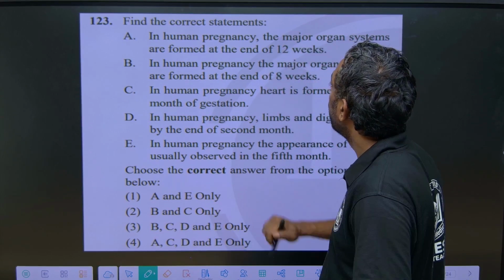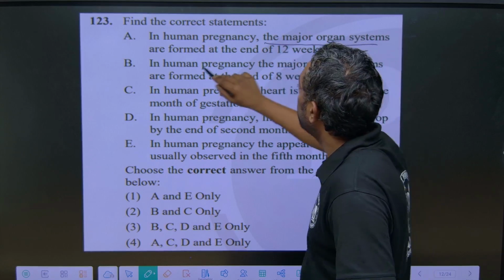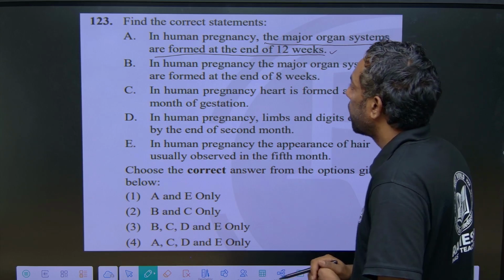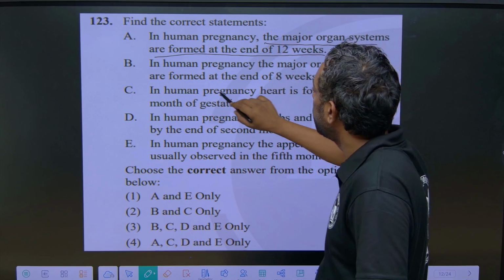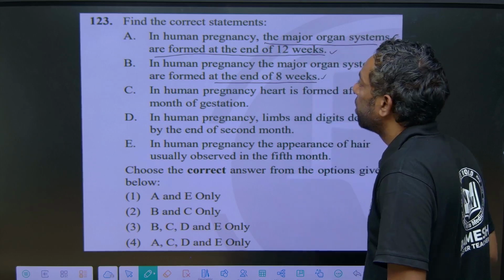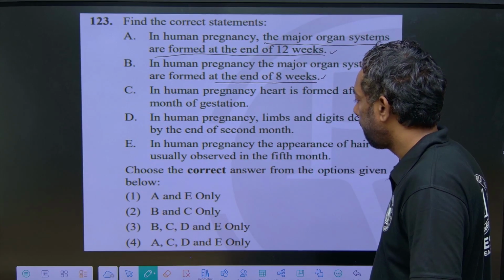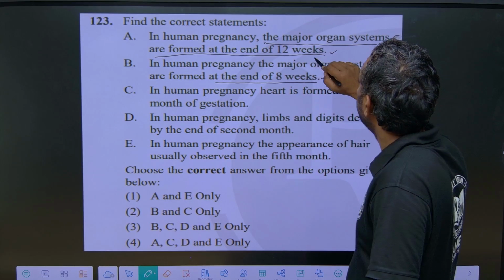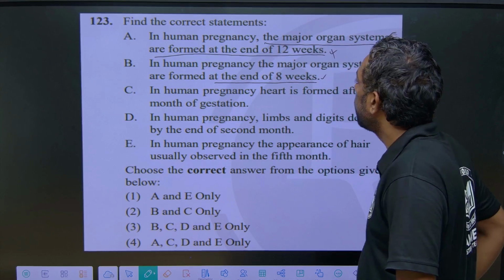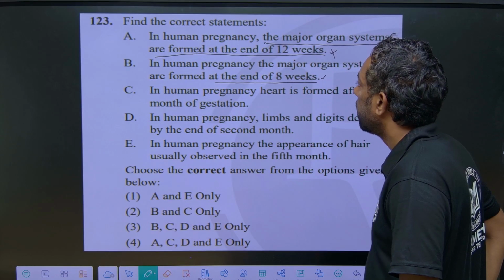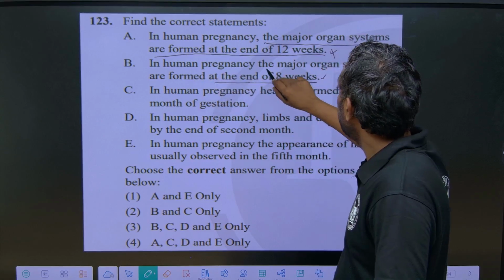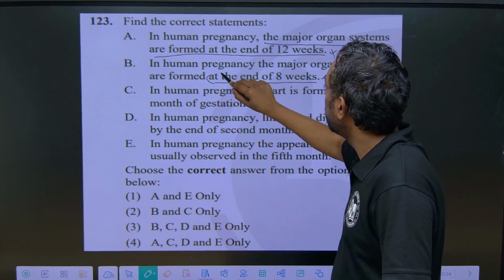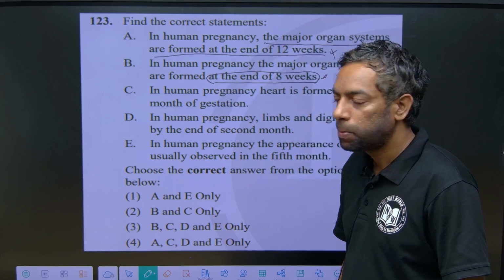Human pregnancy, the major organ system is formed at the end of the 12 weeks, obviously. Human pregnancy, the major organ system is formed at the end of the 8 weeks. First one is correct, A. No, it is the starting of the 12th week, not the end. Human pregnancy, the major organ systems are formed at the end of the 8th week.